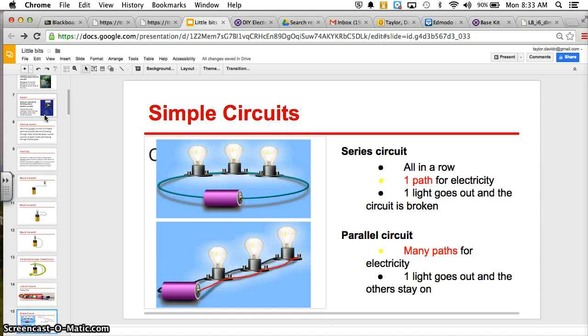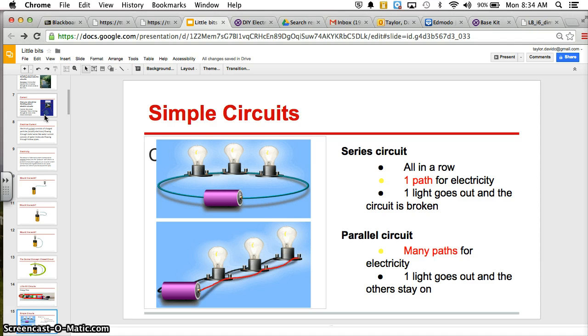We have two types of circuits. The first one being a series circuit, all in a row, one path for electricity. One light goes out and the circuit is broken. Then we have a parallel circuit: many paths for electricity. One light goes out and the other stays on.